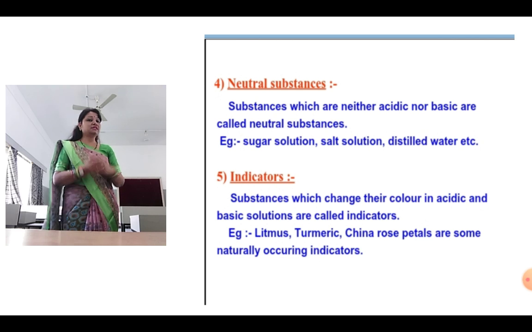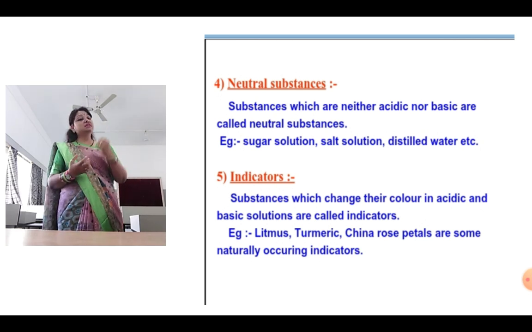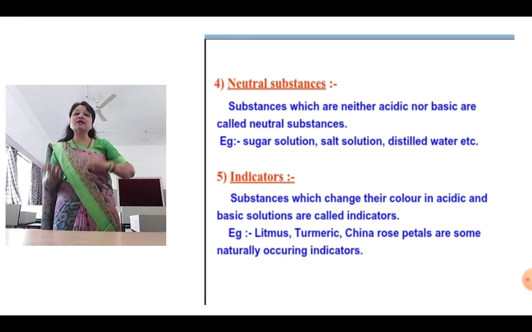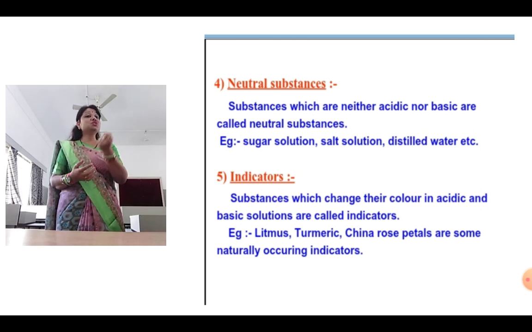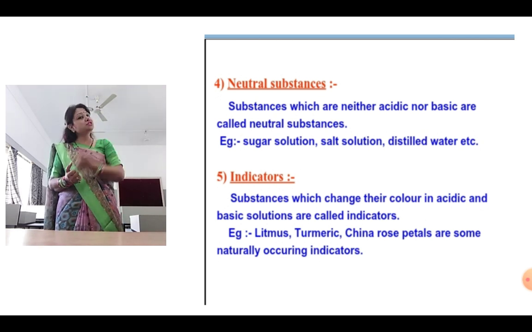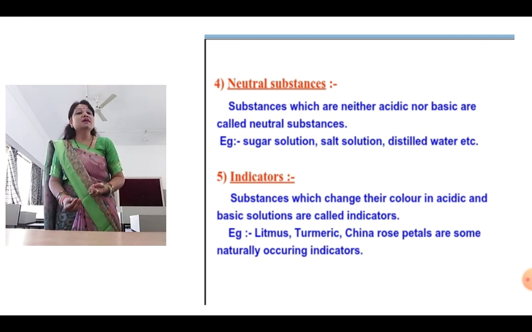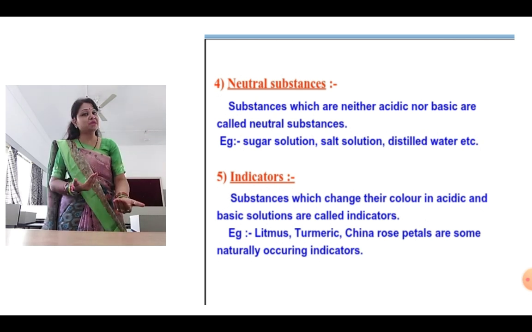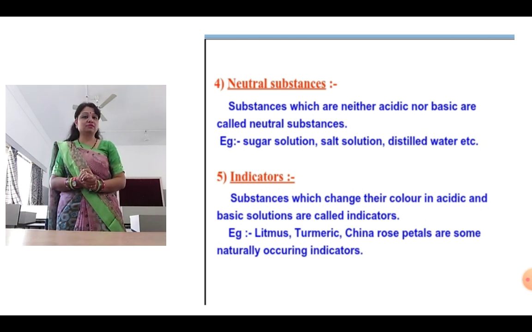Now, the next thing is the indicators. What are these substances? These are the substances which change their color in acidic and basic solutions. They are the indicators which indicate something. So if they change color in acidic medium, they indicate that this is acid. And if they change color in basic medium, they indicate that this is base. So they indicate whether the substance is acid, base or neutral.